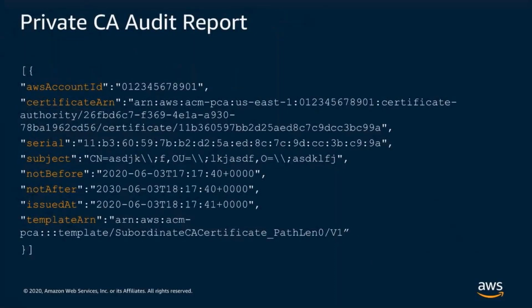A third security precaution is the private CA audit report. Every time a certificate is issued, an entry is added to the private CA audit report. That way, you can review the audit report and see all of the certificates ever issued by that CA.